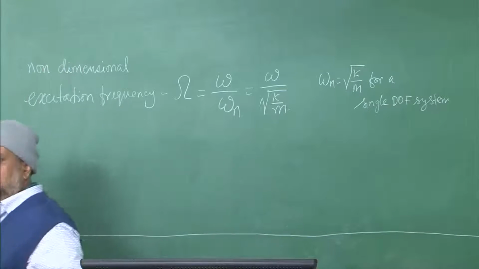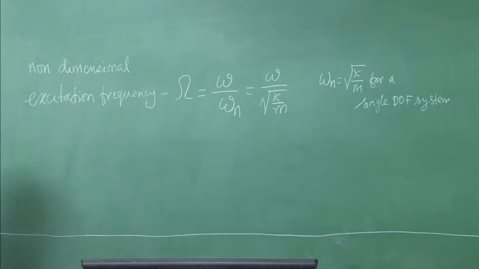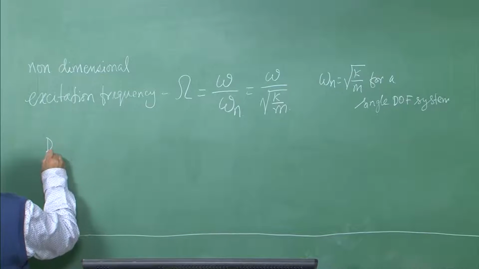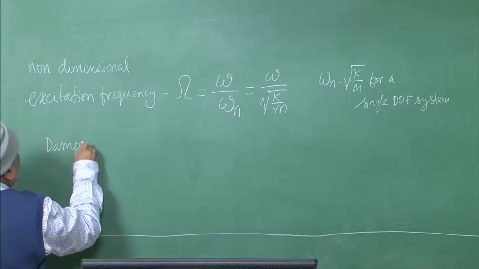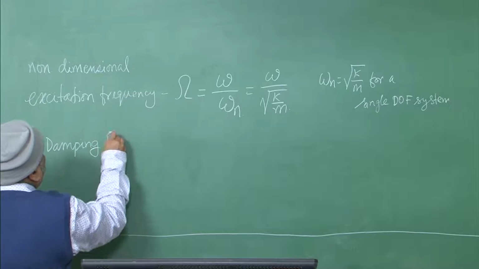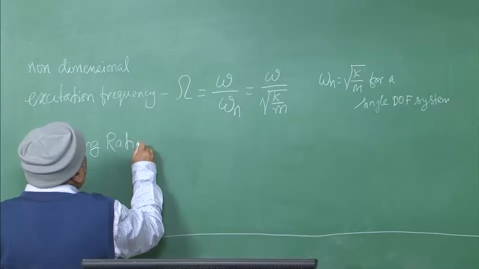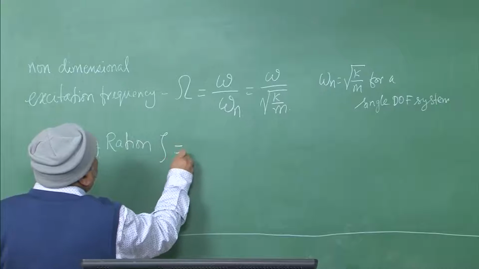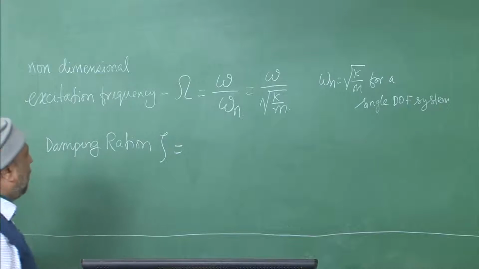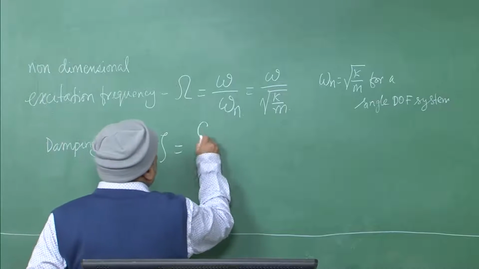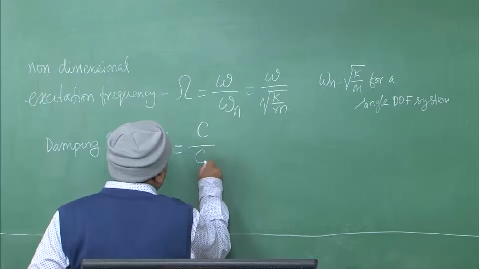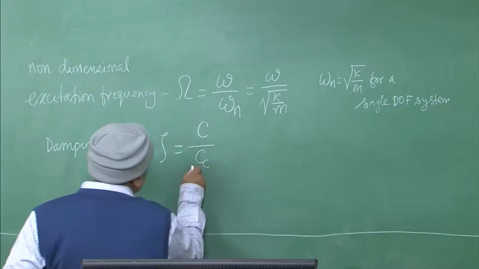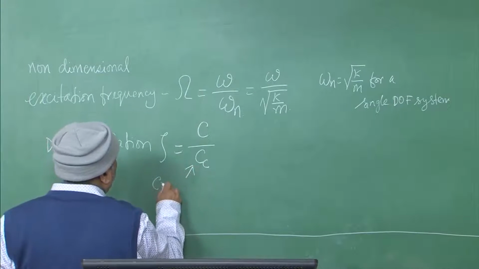Also, we have to think of the damping coefficient, and there we would like to introduce a new term called the damping ratio, zeta, which is once again the damping normalized as C divided by Cc, where Cc is known as the critical damping.